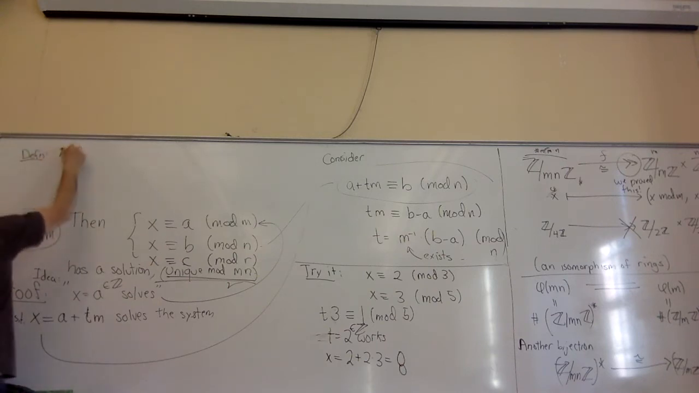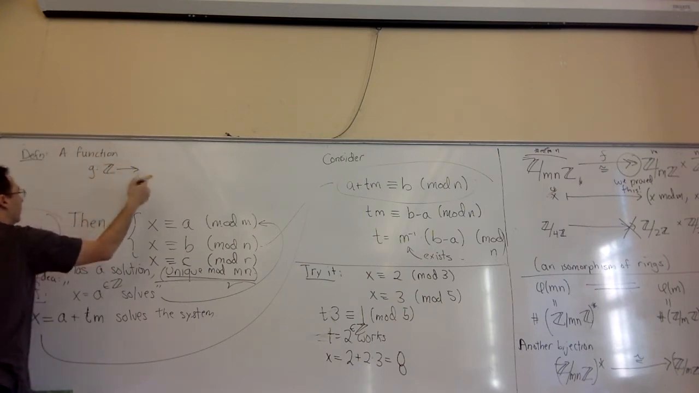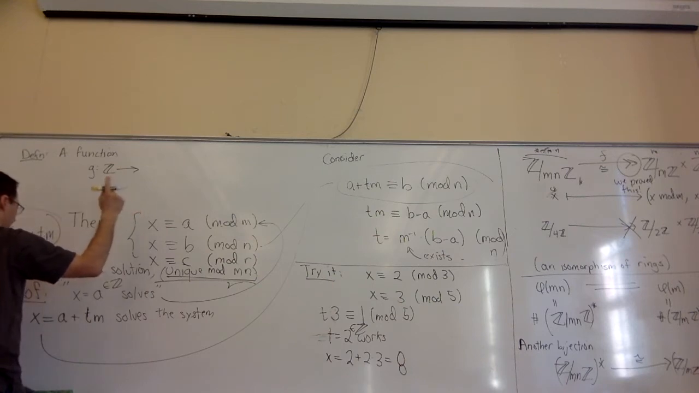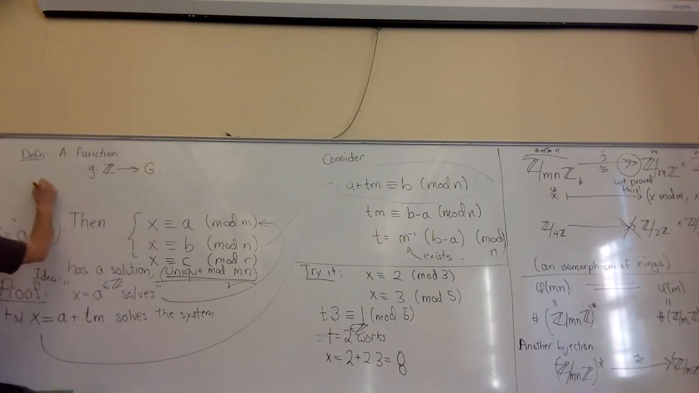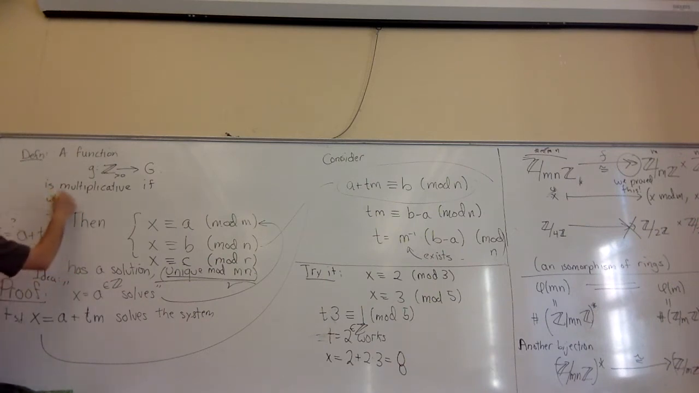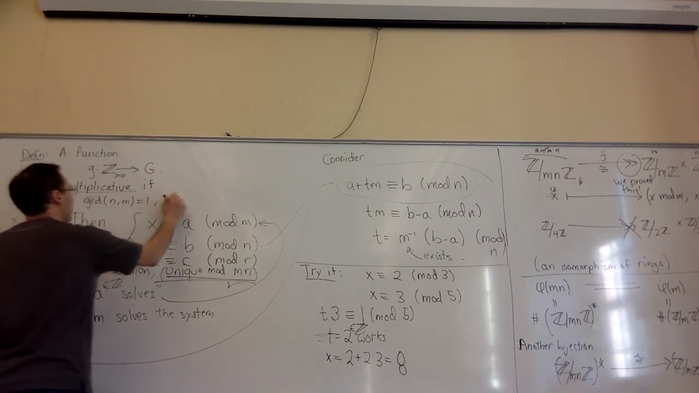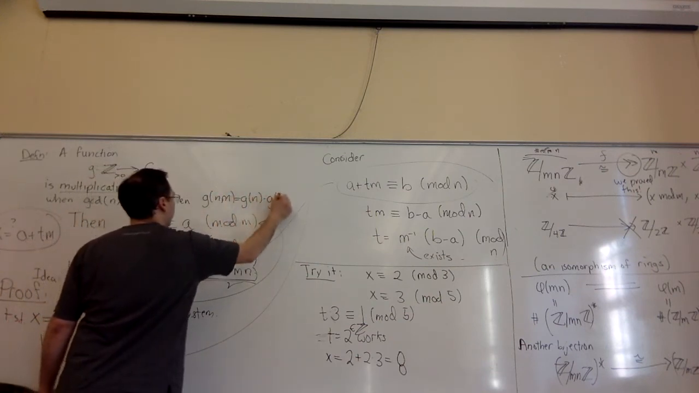a function g from the positive integers to a group, I guess, is multiplicative if, when n and m have GCD 1, then g of n times m is g of n times g of m.